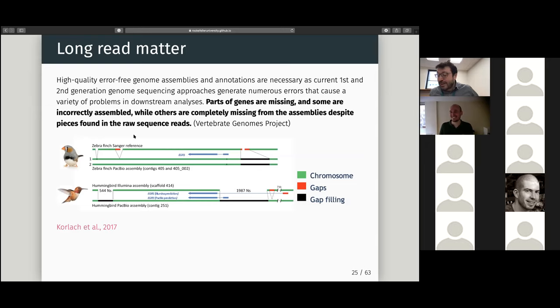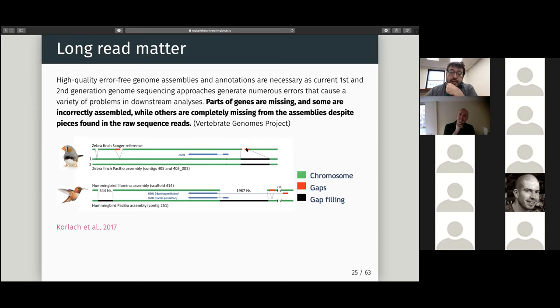So, okay, long reads matter. As I mentioned earlier, not only because of the repeats, but long-read technology is also single-molecule technology, meaning no amplification, no GC bias. So why is GC bias a problem? This is a paper from Kolak et al. from my group in 2017 that compared a new genome, you can see in zebra finch here, generated with PacBio data, versus the Sanger version of it, and hummingbird, the Illumina version of it, versus the PacBio data.